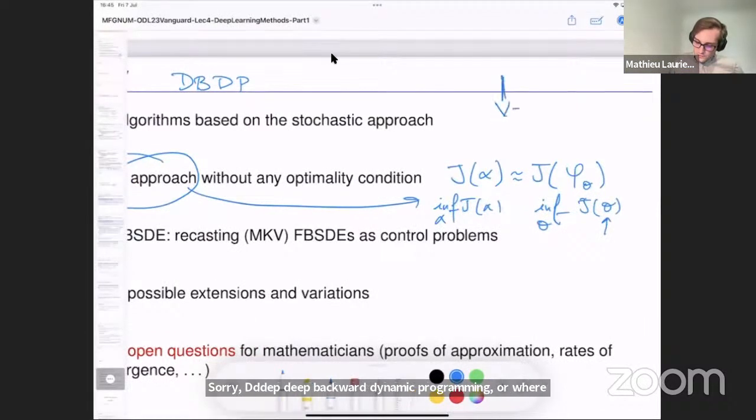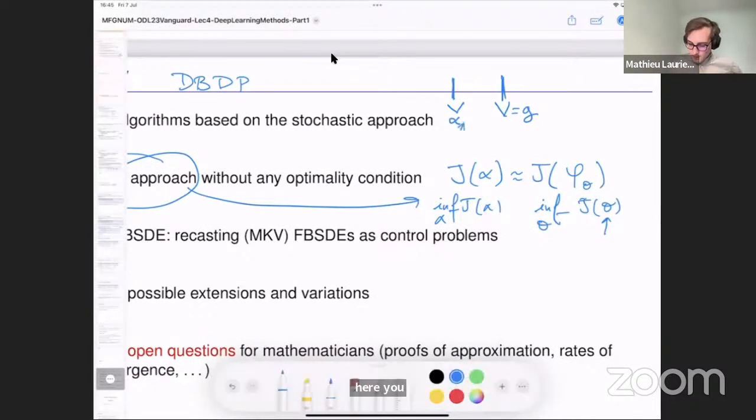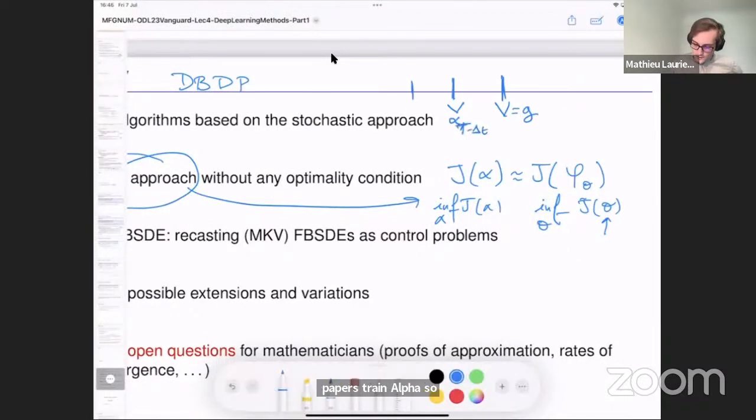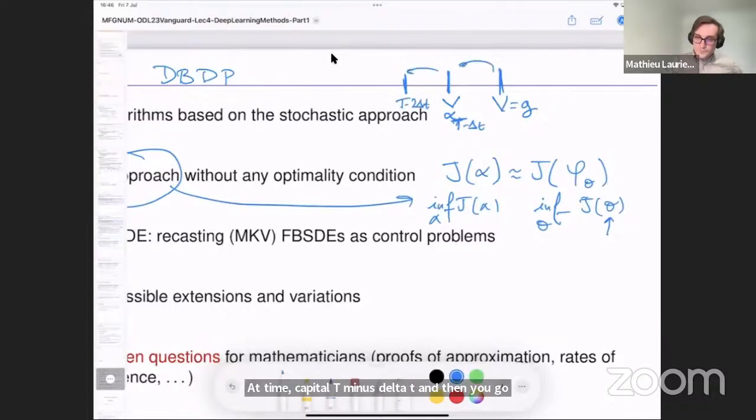Here you know that the value function should be exactly equal to G. There is no control to train. And then you go backward in time. And here you train V, or if you want, you could train alpha also. In some of their papers, they train alpha. So you train alpha at time capital T minus delta T, and then you go one step backward. You train alpha at time T minus 2 delta T. And then you keep going backward.